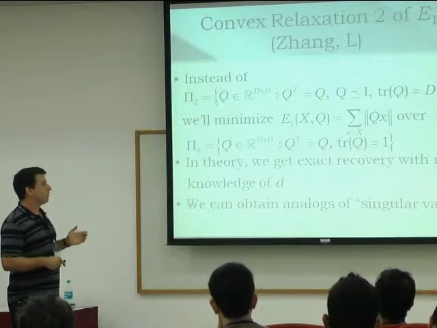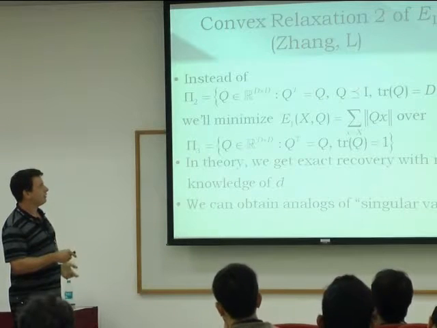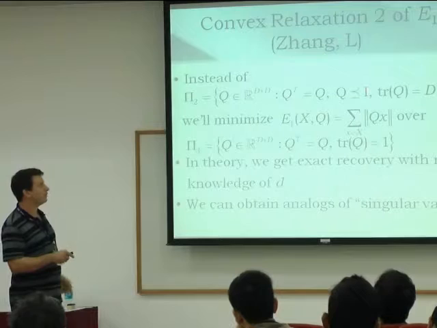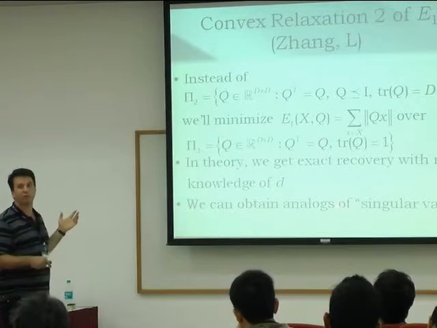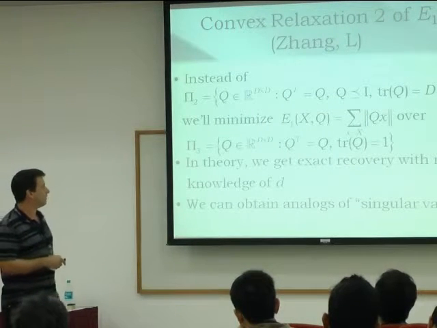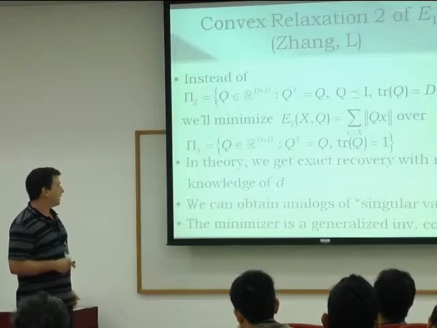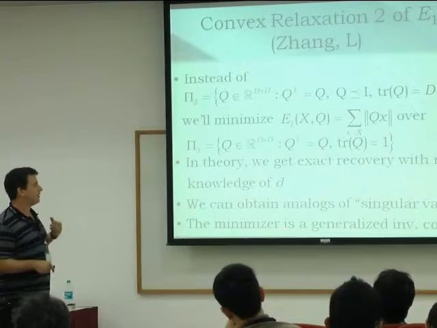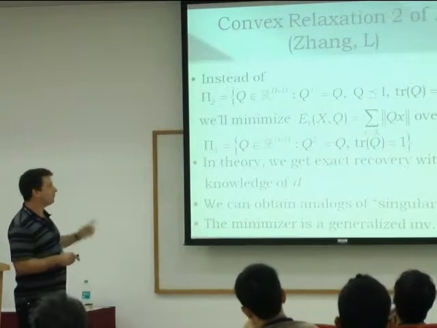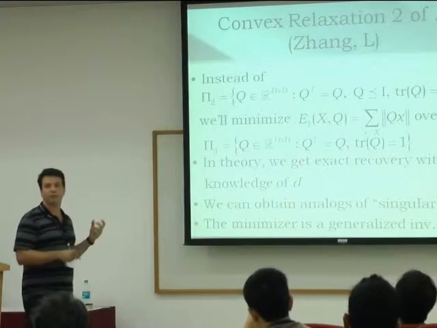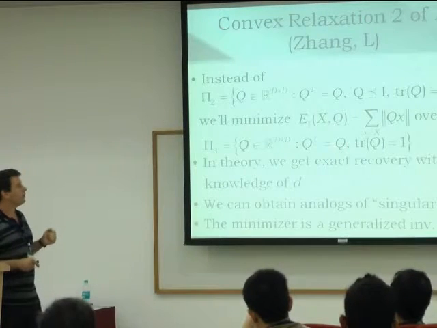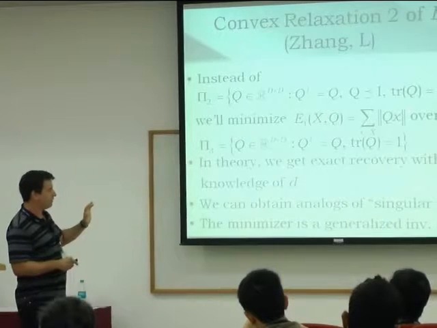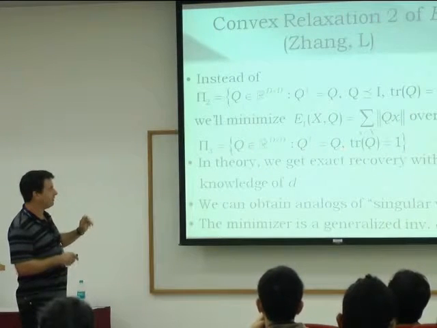Okay, before you had Q less than or equal to I, so you kind of suppressed the singular values. Now you don't have this, so you can have robust singular values. But what is really interesting about this is that I can view the solution of this as a robust inverse covariance. So what do I mean by this? So let's look again. I want to minimize this function as before, but over this bigger set.